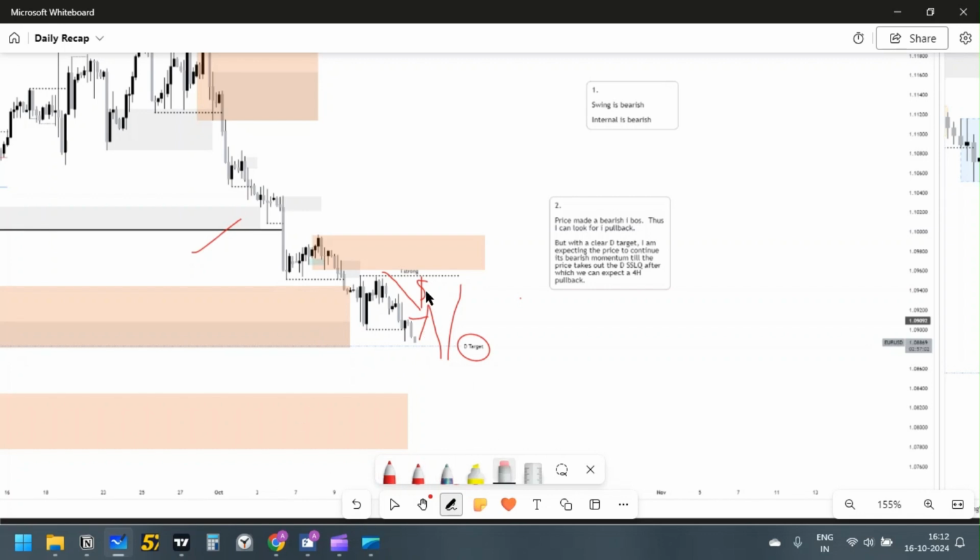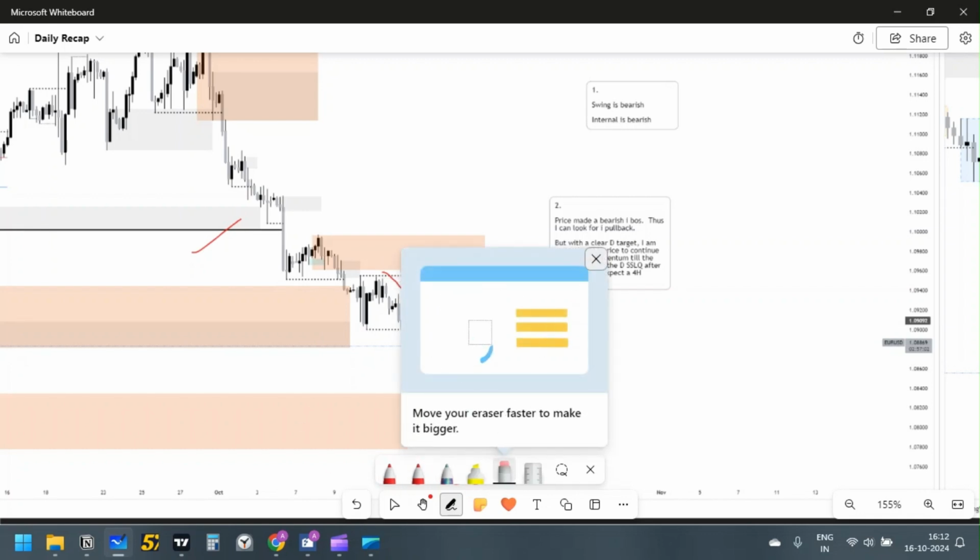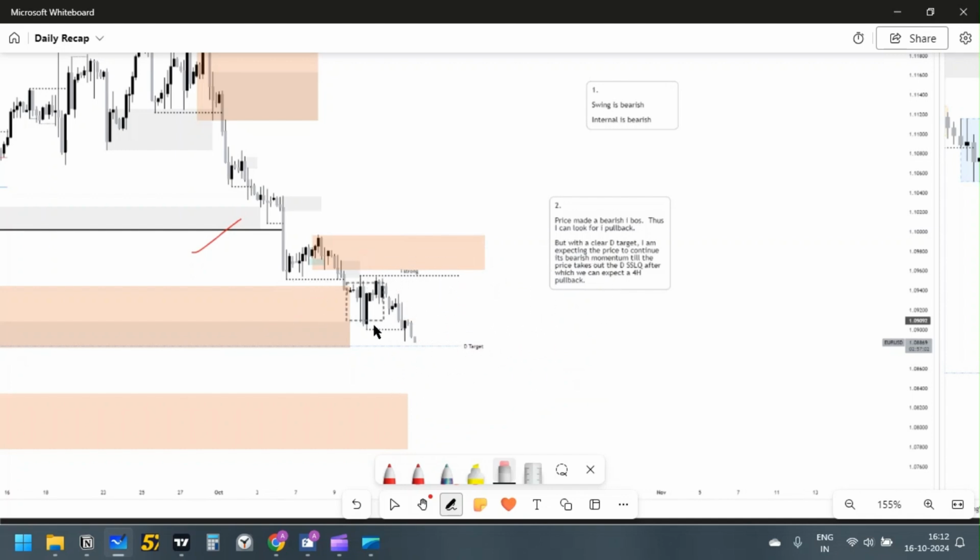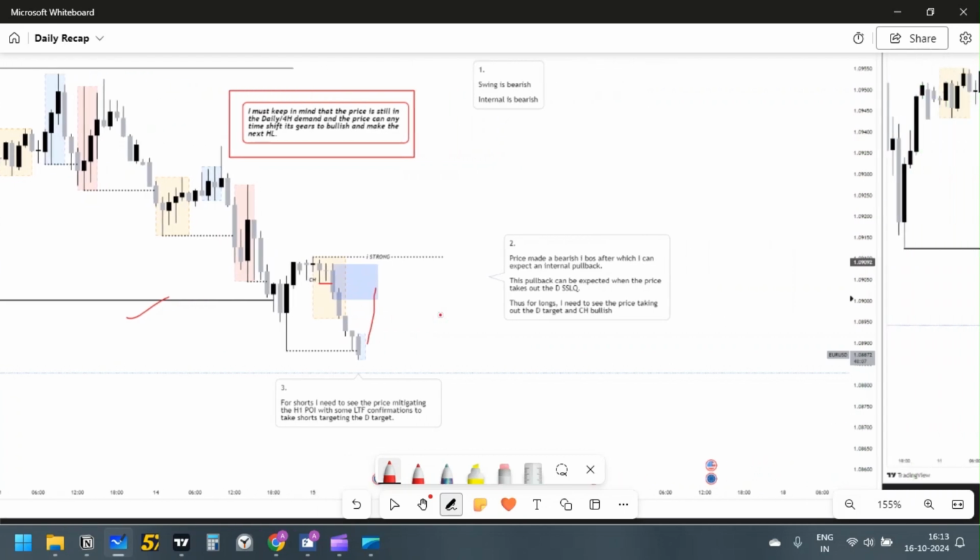Now, what the price can do is it can respect this 4-hour demand, push the price up, and take out the strong internal line, and then price can continue the bullish order. If that happens, my shorts idea would fail and my stop loss would be taken off. It's as simple as that.